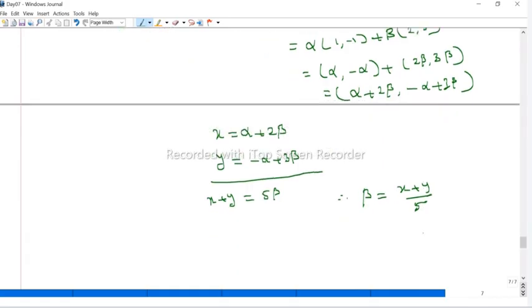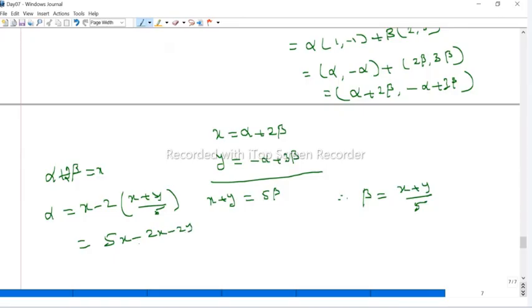Now we have found the value of beta in terms of x and y. Then substitute this value into the first equation: alpha plus 2 beta equals x. So alpha equals x minus 2 beta, and beta is (x plus y) by 5. Simplifying, we get (5x minus 2x minus 2y) whole divided by 5. This is actually (3x minus 2y) divided by 5, and this is nothing but alpha. Therefore we get alpha and beta, and they are real numbers.